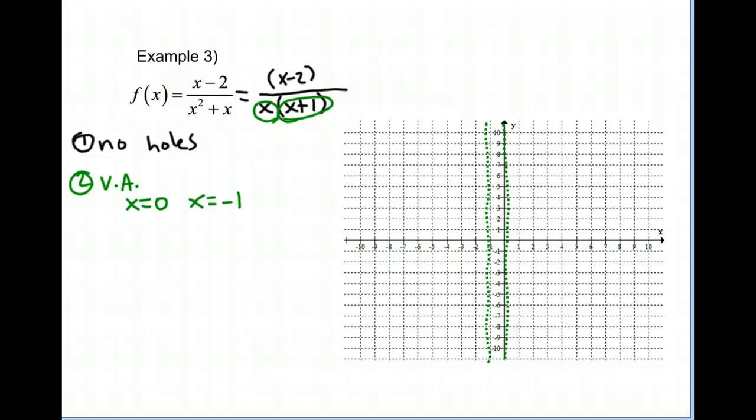Next, let's look at the zeros. Oh, I think I've been writing that in blue. So the zeros. That's where our numerator is equal to 0, so x minus 2 is 0. So this rational function intersects the x-axis at x equals 2.